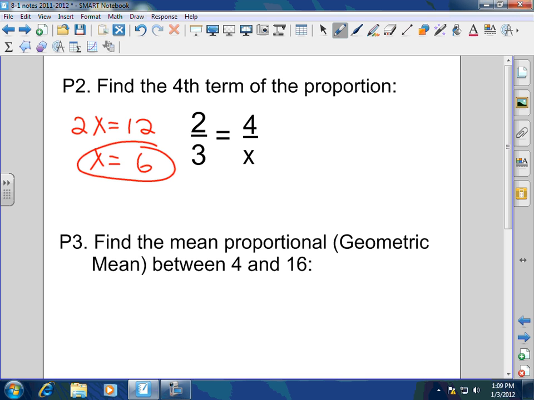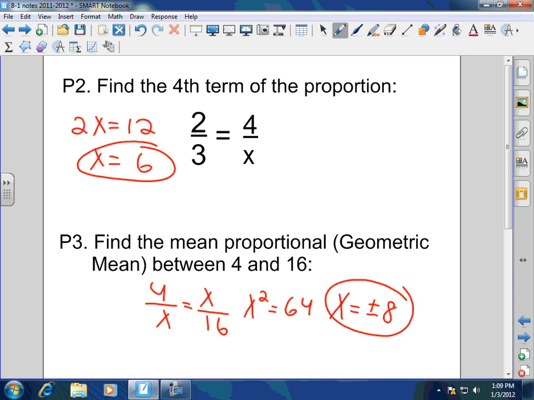Okay, it would be 8. Let's see why. 4, which is the extreme, over x equals the mean x again, because when we're finding the mean proportional, we have to have equal means, equals 16. X squared equals 64. X equals plus or minus 8. So for those of you that answered 8 alone, unfortunately, that would be half wrong.